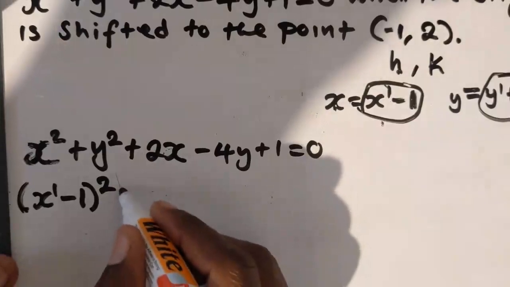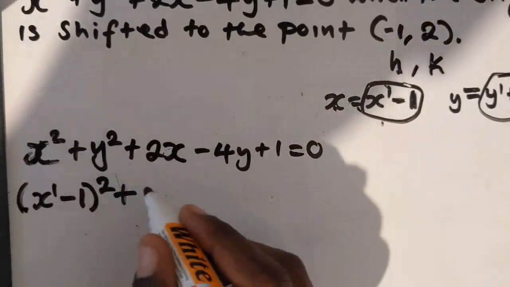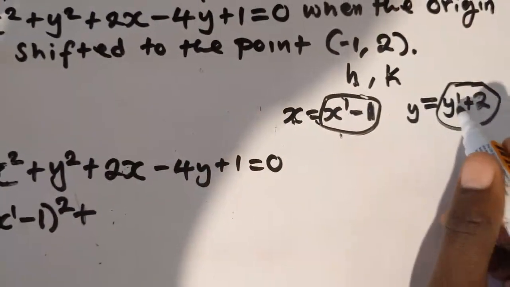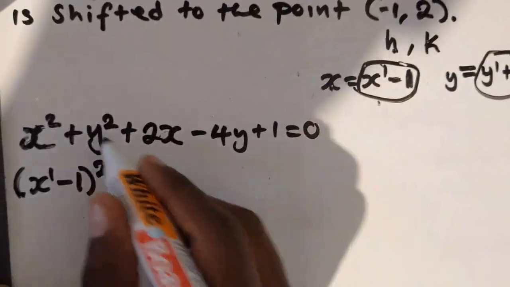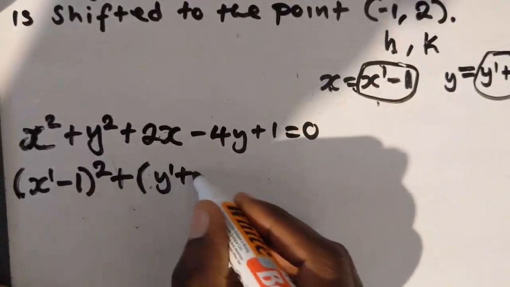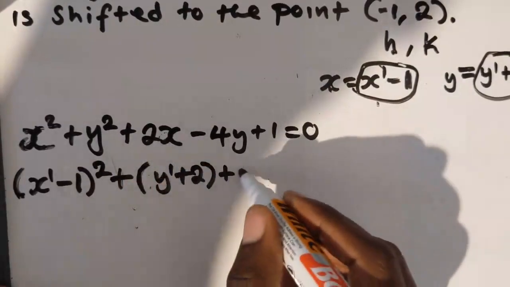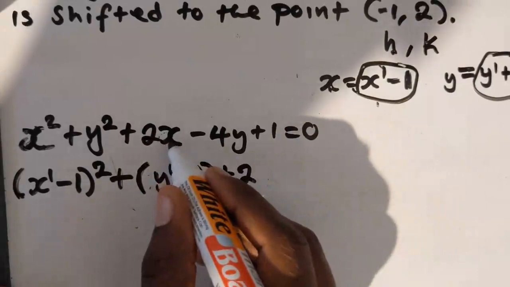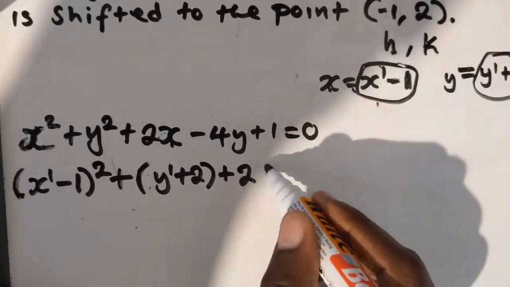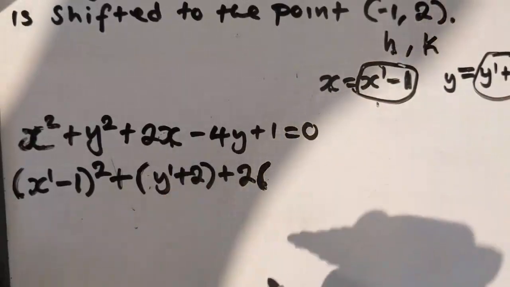Okay, then it will be plus y, which is supposed to be replaced by y prime plus 2. So y is replaced by y prime plus 2. Then the equation continues saying plus 2. Now we know that x is supposed to be replaced by that, so we replace x by putting a bracket.